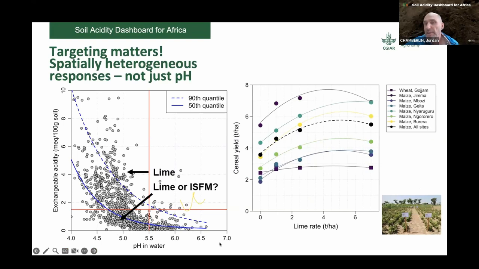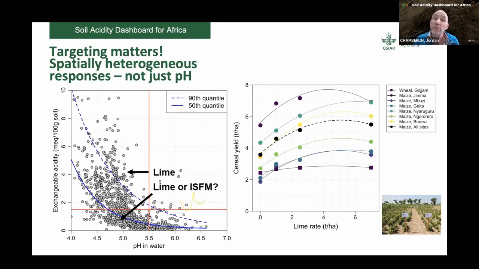lime is pretty much the only lever you have to pull. In these areas, we've got problems with root formation, so you've got mechanical constraints to the uptake of nutrients, and lime is the only option that you've got. It may or may not be profitable in different areas, depending on what your input-output price ratio is, but it's the only agronomic solution you have.